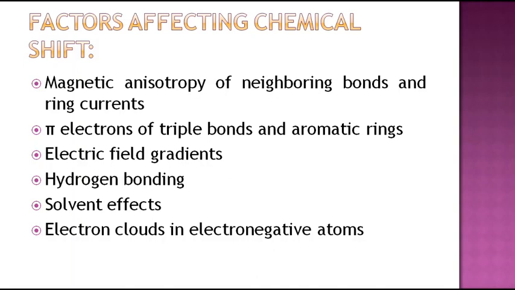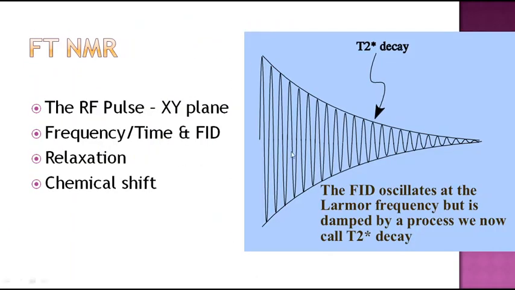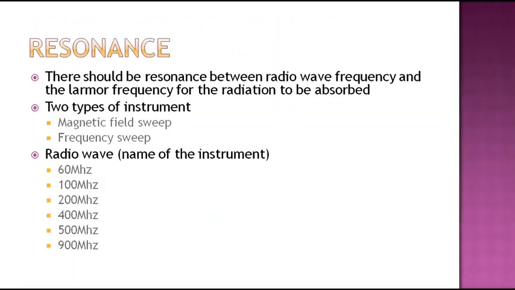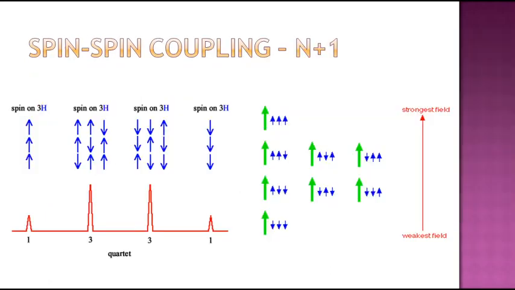Then what are the factors that affect the chemical shift in NMR spectroscopy? We have seen that the relaxation gives the chemical shift value. We shall see what are the factors that affect the chemical shift value. We have already seen that the shift in the signal is due to the external magnetic field, nuclear, the anisotropic electron cloud, all these things shift the signal, and that is called chemical shift.